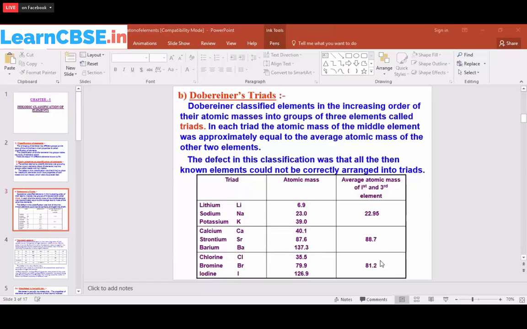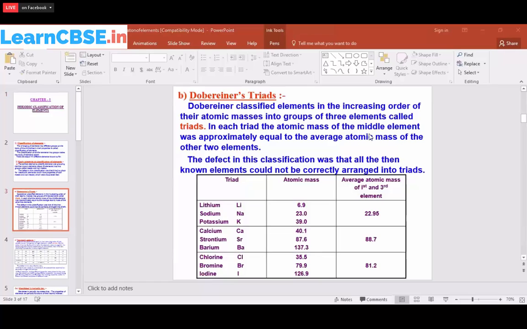They are getting 81.2. So near to that, bromine has 79.9. So they have placed bromine in between chlorine and iodine. But this is not suited for all the elements. So this is the problem they have faced. This is applicable for only these three groups.